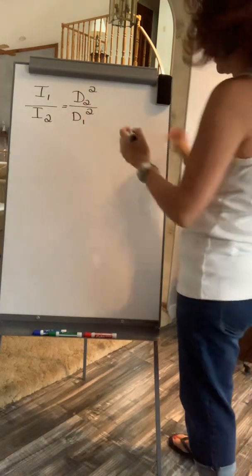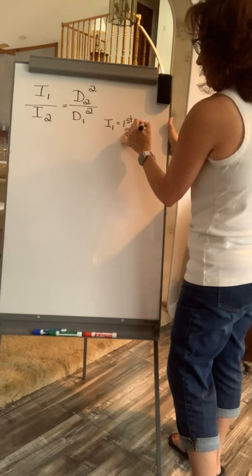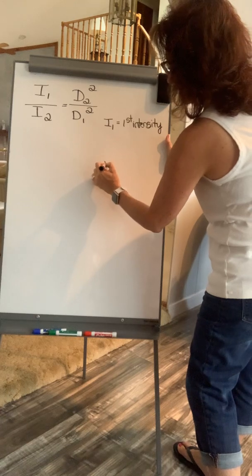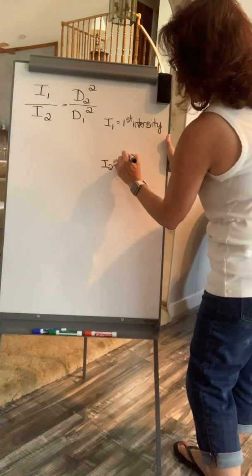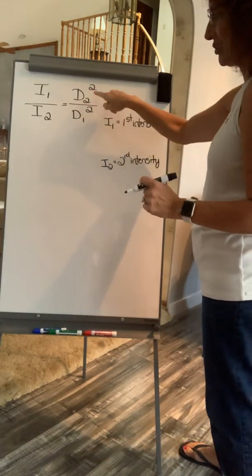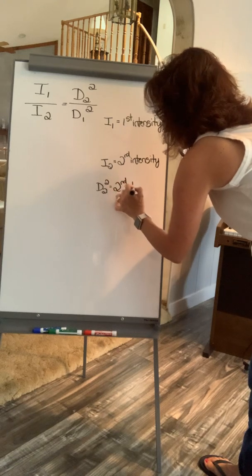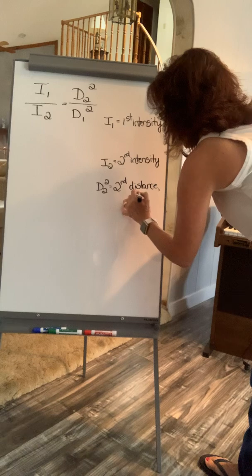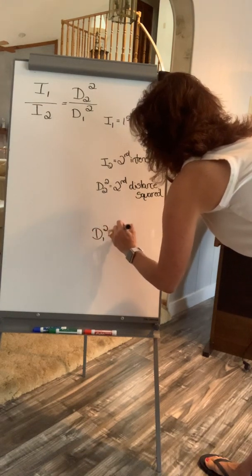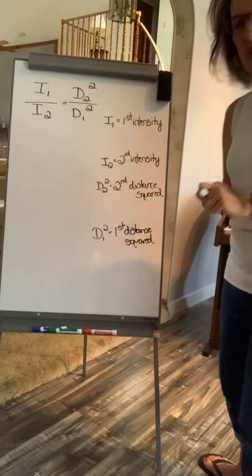Now, what do those mean? First thing, let's look at the I's. I1 is your first intensity, and I'll talk about something more with that in a second. I2 is your second intensity. What do we have over here? Distances. D2 squared is your second distance, and that number is squared. And D1, also squared, would be your first distance squared. So that's the breakdown of what they represent.